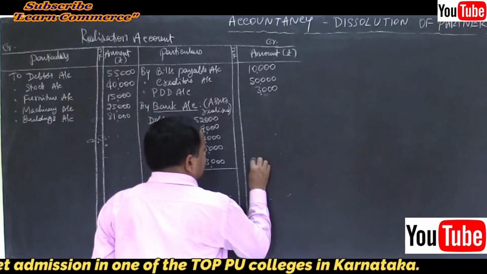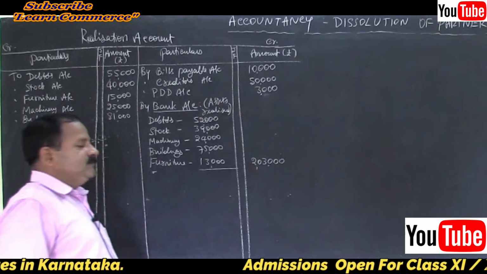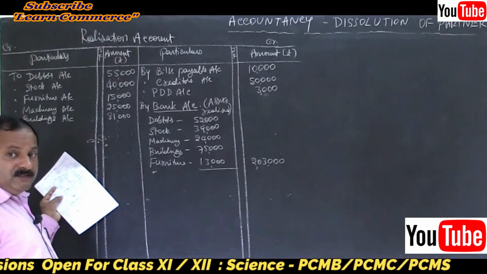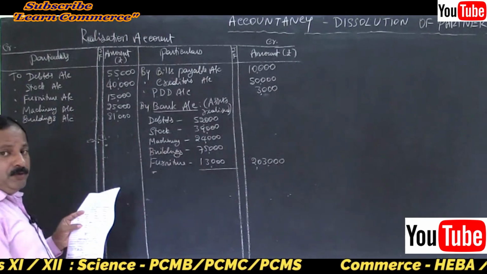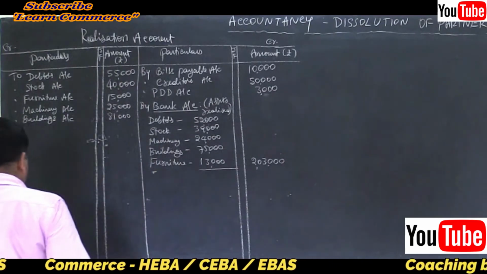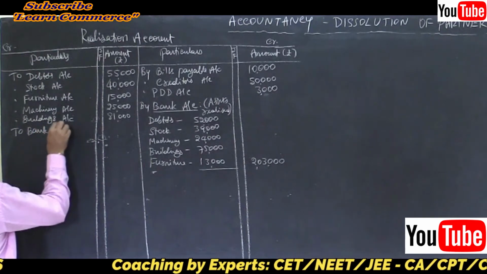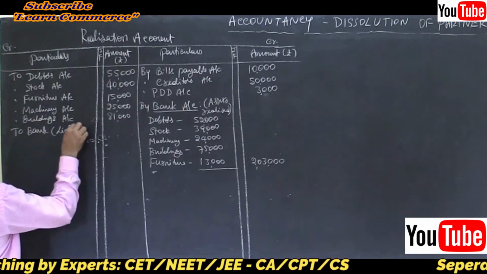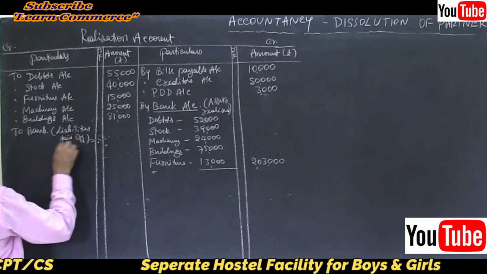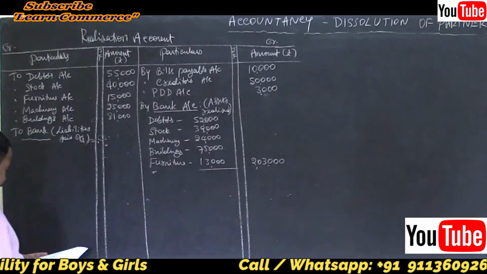2,03,000 is the total. 2,03,000 assets realized, right? Now, make payment to liabilities. After getting the cash, make payment to those to whom we were supposed to pay, isn't it? So, to bank, liabilities paid off. Right under that, one by one, liabilities, creditors.